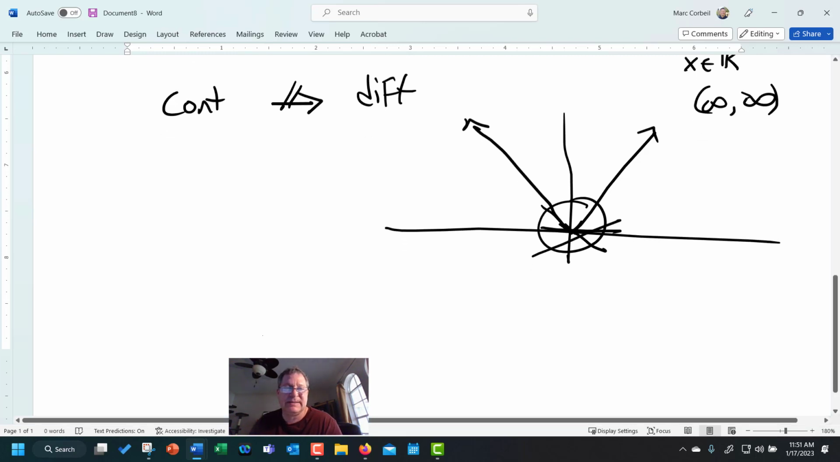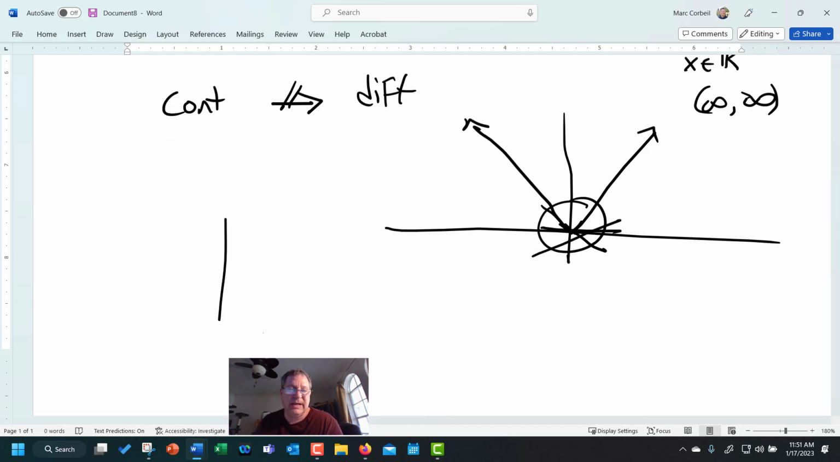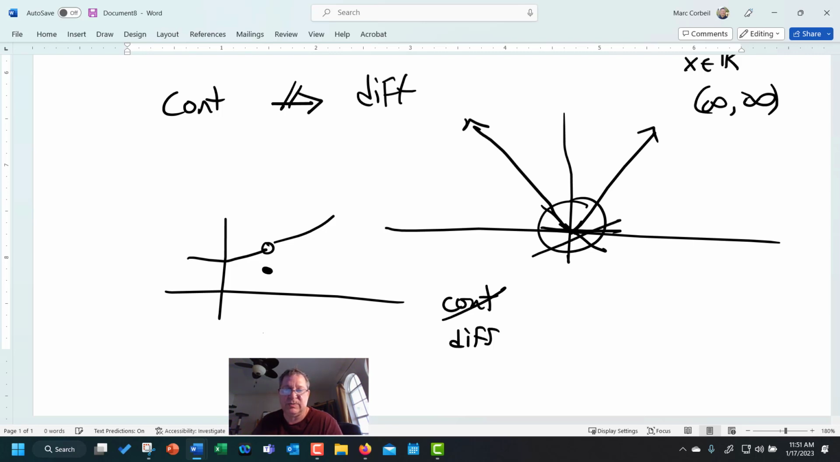We can do the next example. We can just look at a function that has a missing point. So here's a function that's defined everywhere except at that point. We said this one was not continuous. And notice this one is also not differentiable. But we can go the other way around. We can say this one does not have a derivative if you want.